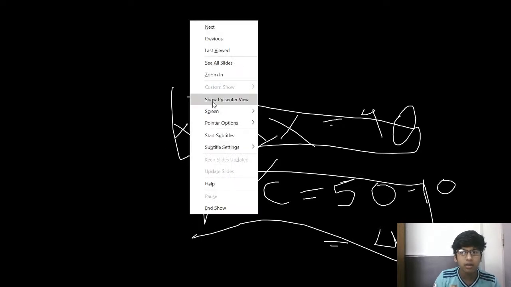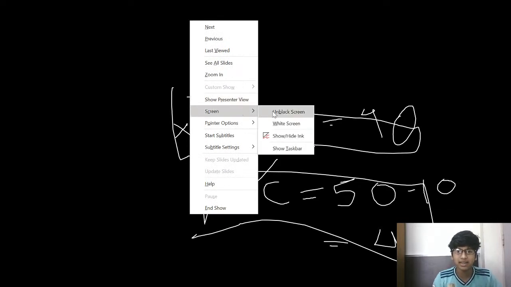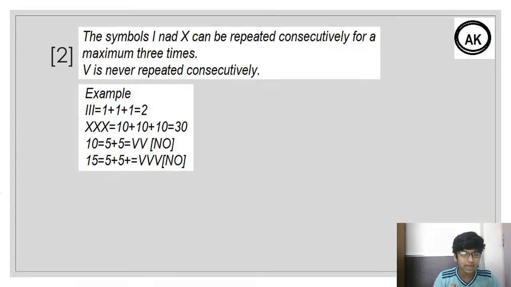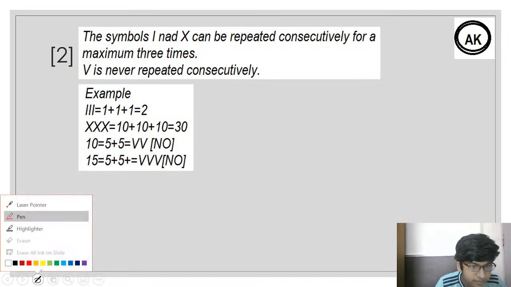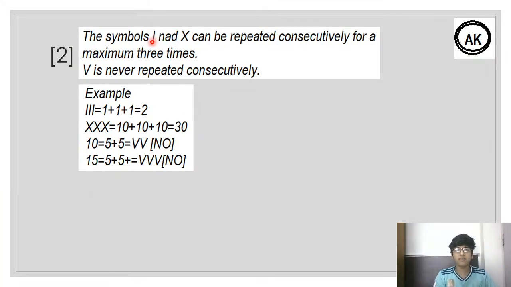Why is this wrong? Because there is a law which explains to us that I and X cannot be repeated more than 3 times. Okay, and V is never repeated consecutively.